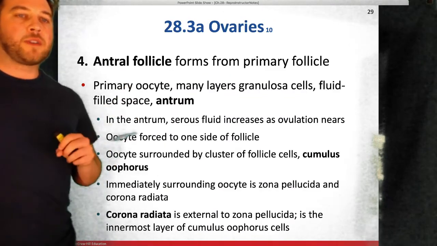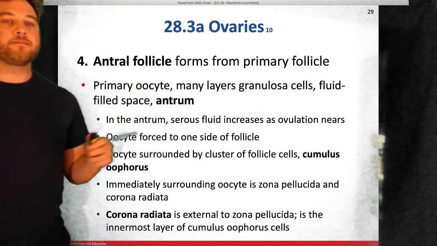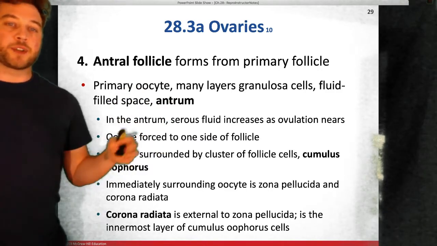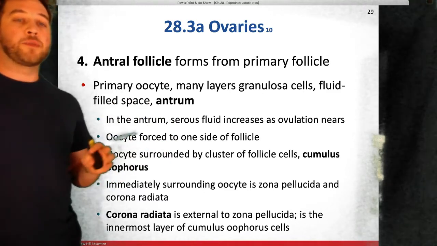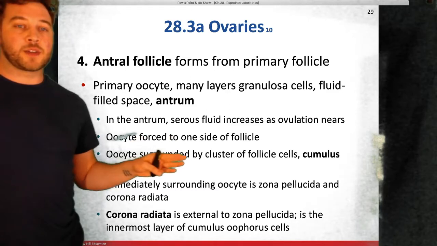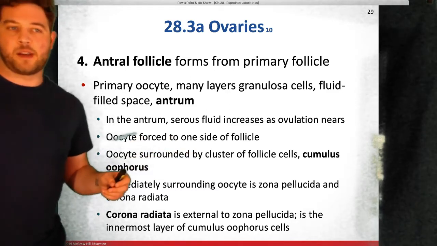After that, you have the antral follicle. It's called that because it has this fluid called antrum. In that, there is serous fluid that starts to increase as it gets closer to ovulation. This will start to force the oocyte to one side of the follicle. It starts to get surrounded by a cluster of cells called the cumulus oophorus.